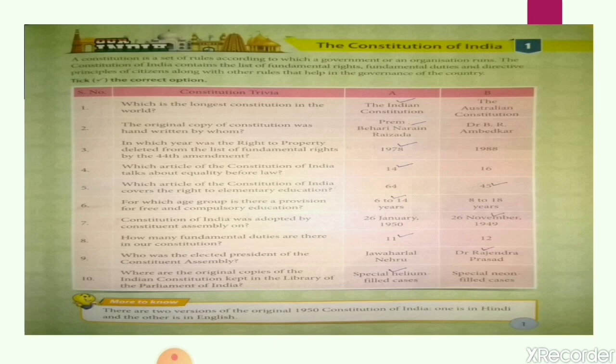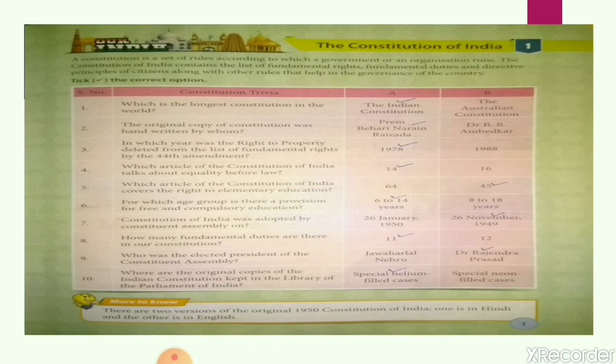The next question is, the original copy of the Constitution was handwritten by whom? Options are Prem Bihari Narayan Rayajada and Dr. Bhim Rao Ambedkar. Prem Bihari Narayan Rayajada wrote the original constitution in a flowing italic style with beautiful calligraphy, and each page was carved and decorated by artists from Shantiniketan.